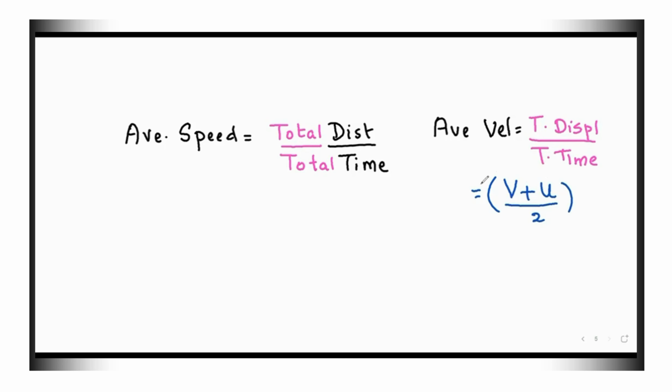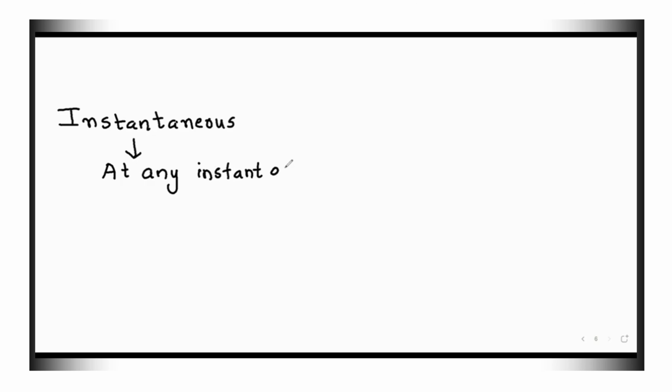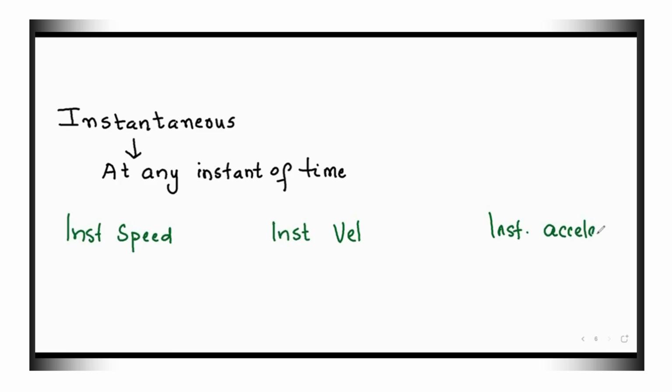Now comes the instantaneous values. Remember, children, whenever in physics we call instantaneous, it simply means that at any instant of time, it will be a very small interval of time. We have basically instantaneous speed, instantaneous velocity, and instantaneous acceleration. Three things are there. So you should be knowing what acceleration is.